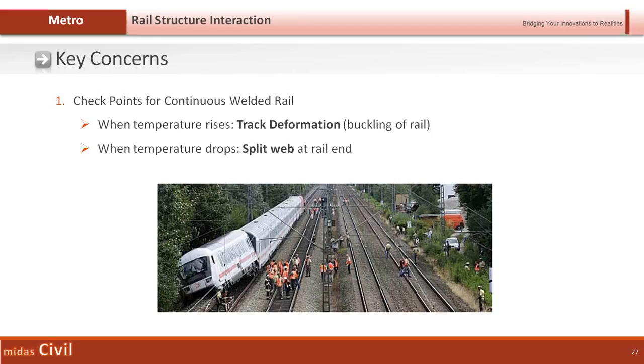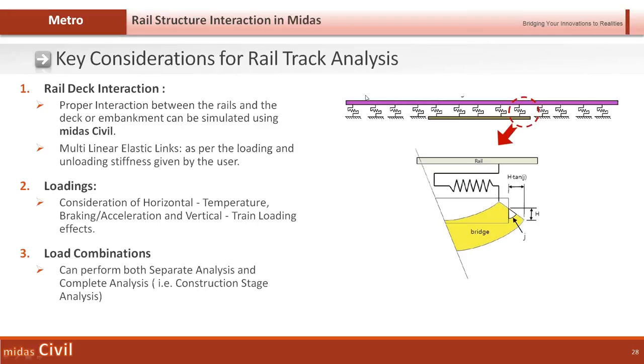Similarly, if the temperature drops, we get split web at the rail end. So there might be some accidents related to that, as you can see in the picture. So that's why we need rail structure interactions. Also, some other considerations that we must keep in mind when we are doing rail structure interaction is that there should be proper interaction between the rails and the deck or embankment.